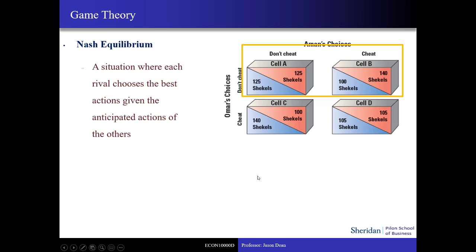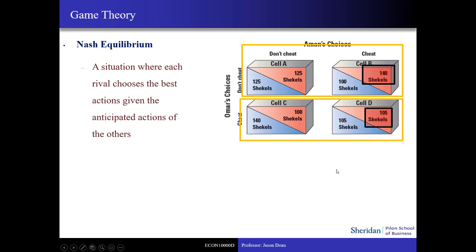So Aman now is thinking about the two choices for Omar. So if Omar doesn't cheat, what's Aman's best option? Well, we're comparing 125 to 140. So it's 140. Here we're comparing, if Omar does cheat, what's Aman's best option? Well, is it going to be don't cheat or cheat? Well, it's going to be to cheat. So they both have a dominant strategy of cheating.